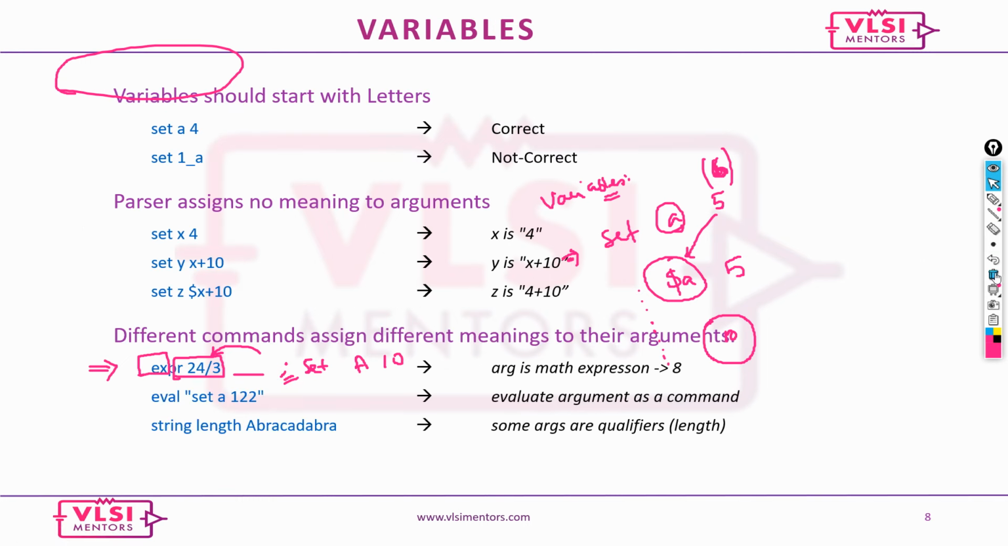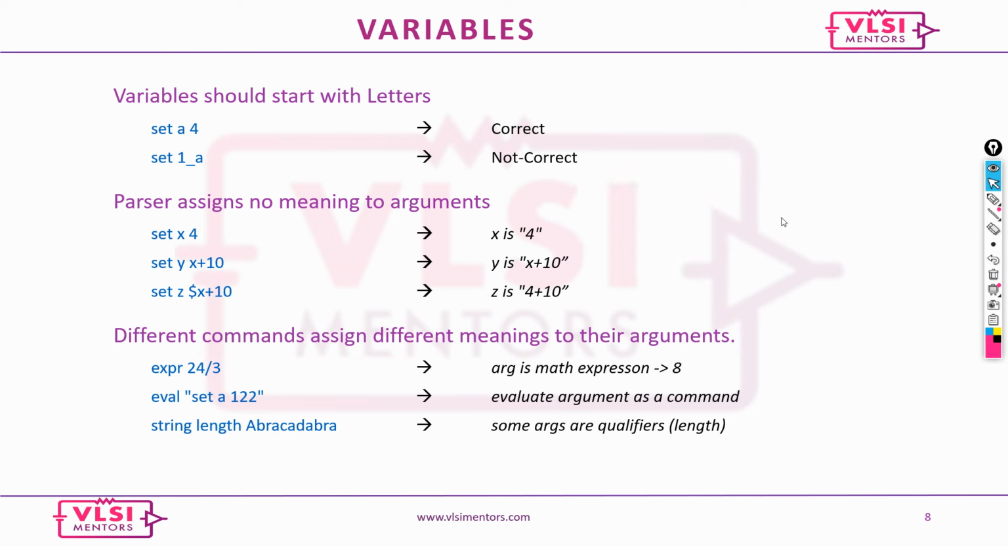Are there any guidelines we are supposed to follow when choosing variables? It is always good to have something like set A and then a value, 4. If you give only set A but have not defined anything, Tcl always expects a value like this.